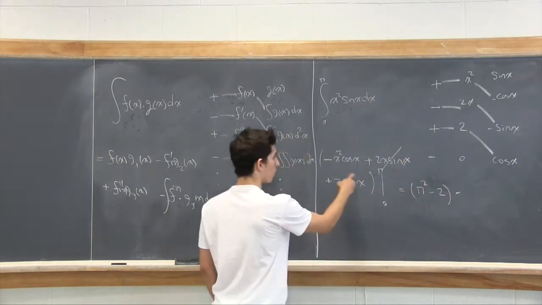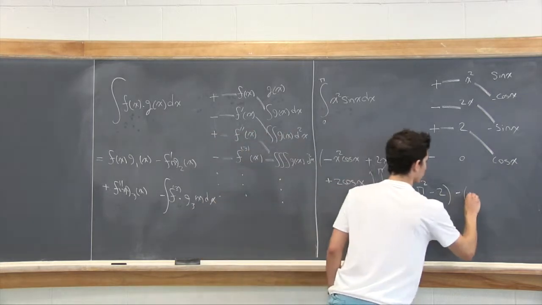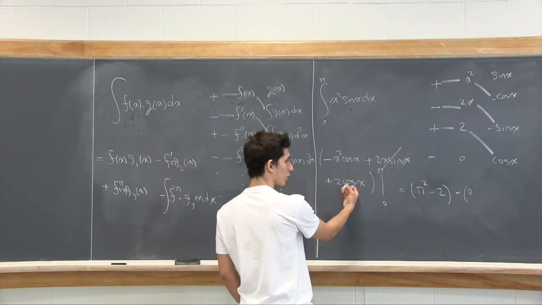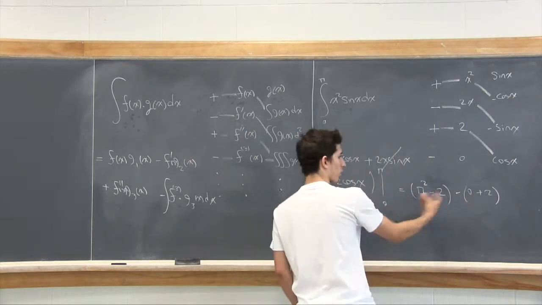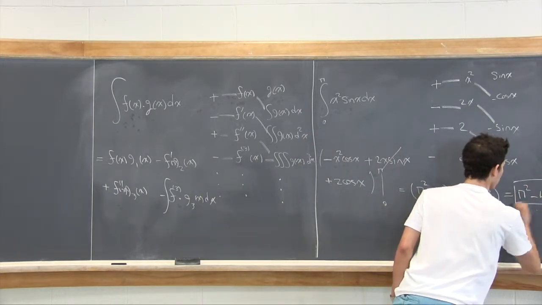Now let's plug in 0. The 0 here will give us a 0 because of the x squared. And then plus 2 times cosine of 0, which is 1, so 2. So together, when we add them up, we get pi squared minus 4.